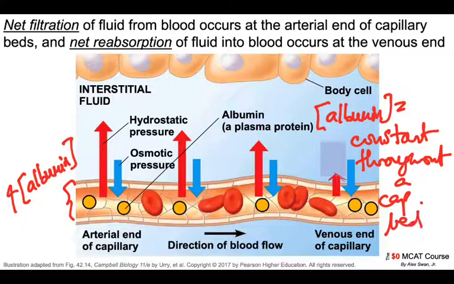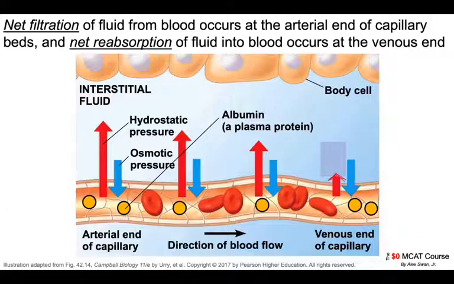Right, we're going to assume that the concentration of albumin is constant, and since osmotic pressure will depend almost exclusively on the concentration of albumin, the osmotic pressure pretty much remains the same throughout this capillary bed. Now, what does this mean? As I told you, the hydrostatic pressure will decrease as we go from arterial to venous end. Osmotic pressure stays the same, right?